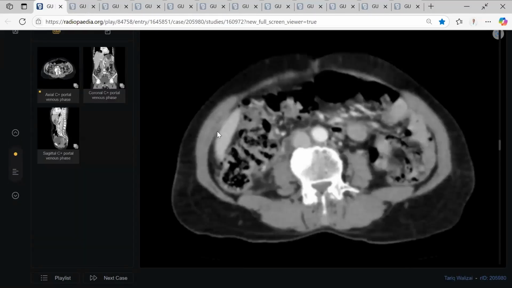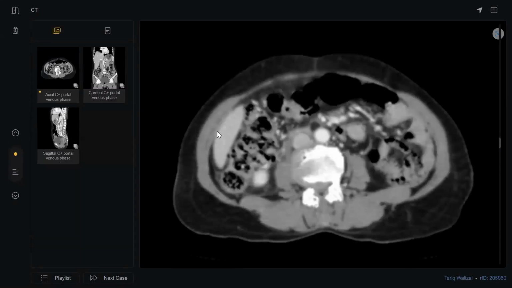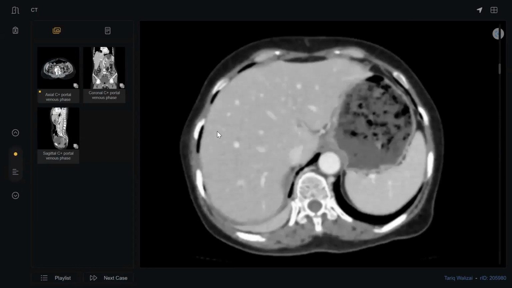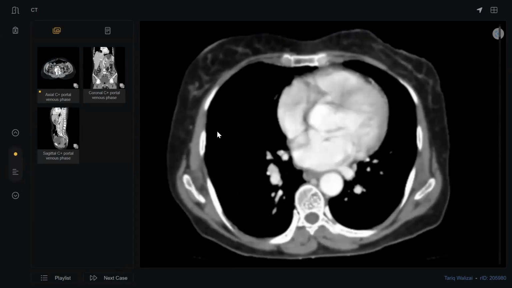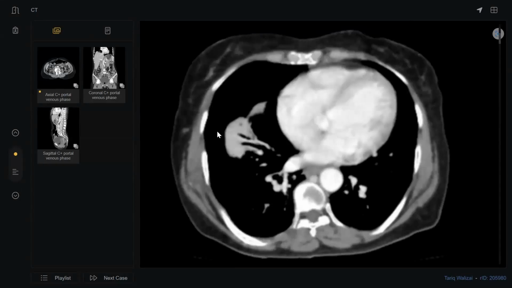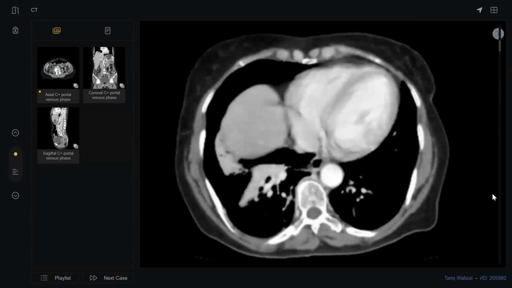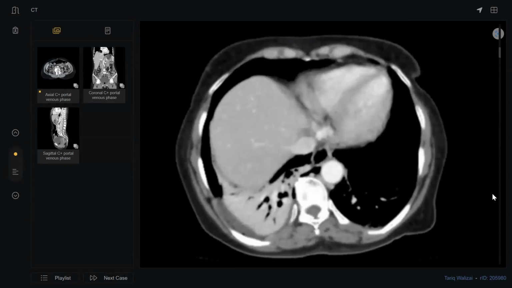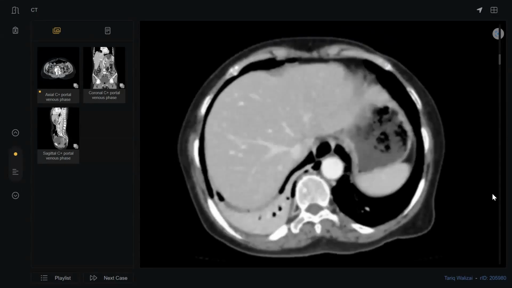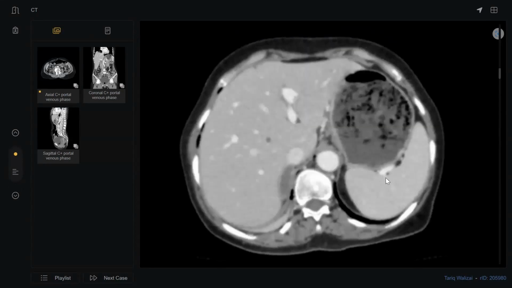Let's go, doctor. This patient has abdominal pain. I requested for the control. I have been provided with a CT scan of the abdomen in portal venous phase.